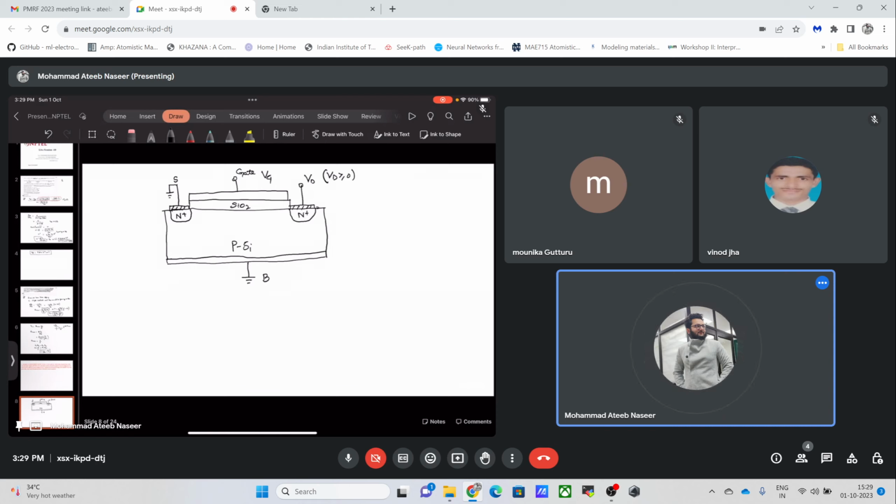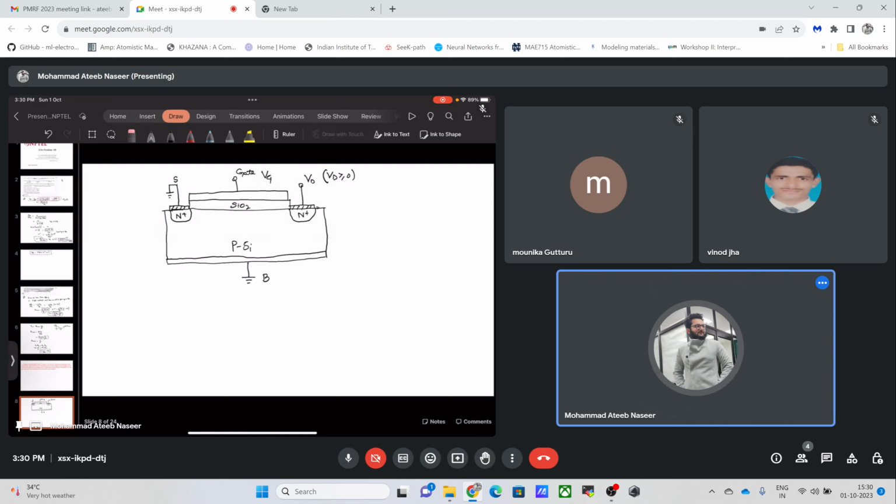So under the operational conditions, now we have this gate, we have this silicon oxide that we had seen previously, and we have this body. But the addition compared to the previous case is this source and drain regions, these two PN junctions.